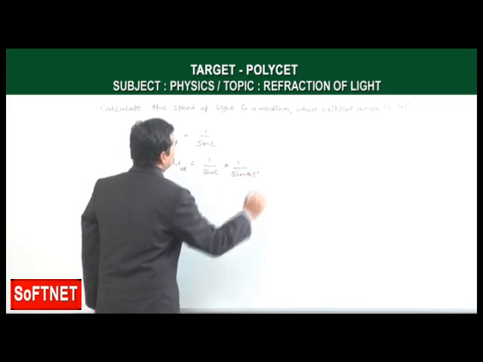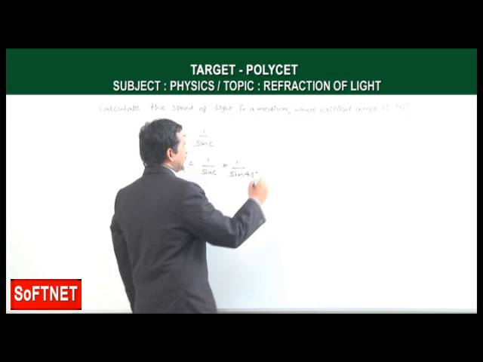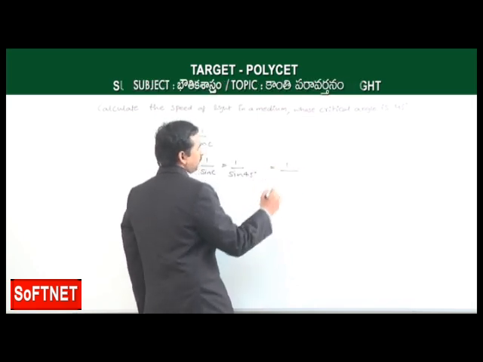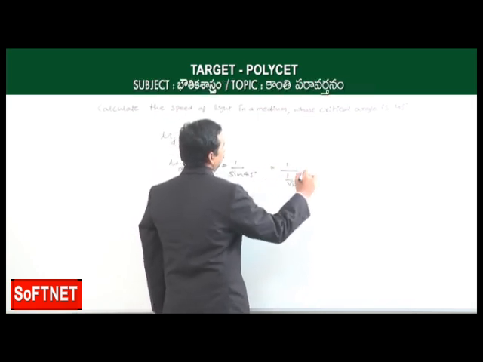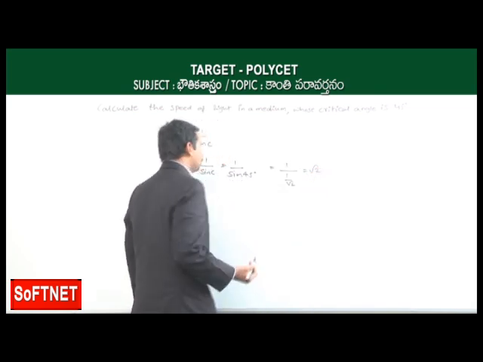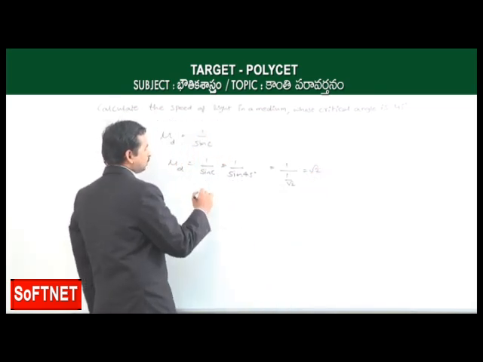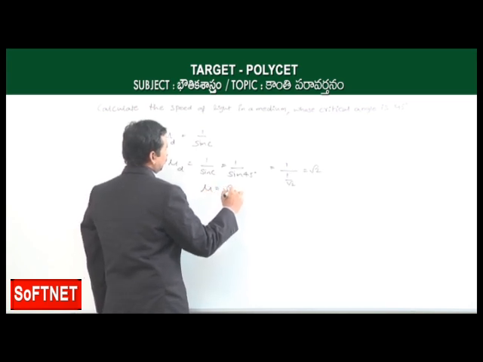Then mu is equal to 1 by sin C, where the critical angle is given as 45 degrees. So, 1 by sin 45 degrees, where sin 45 is 1 by root 2. Then it becomes root 2. The refractive index now we got as root 2 here.